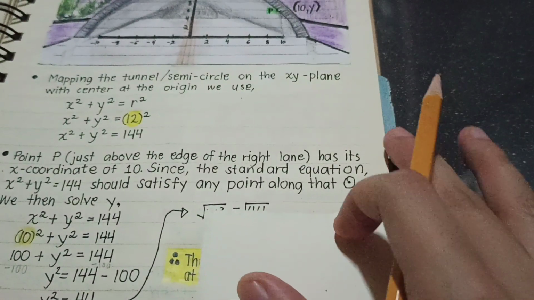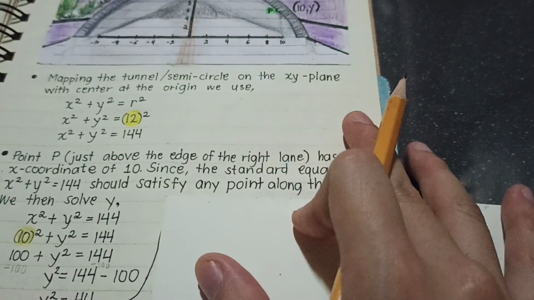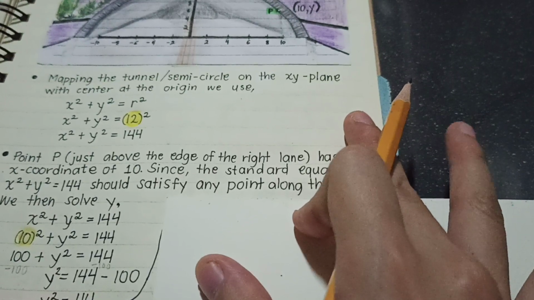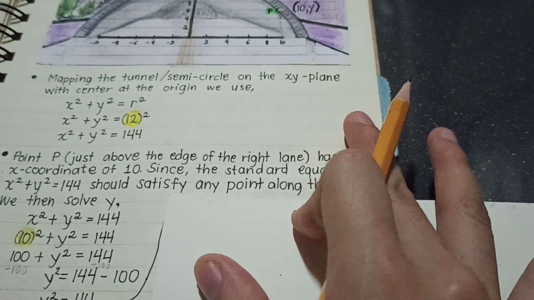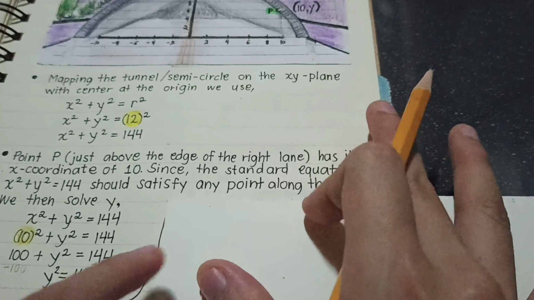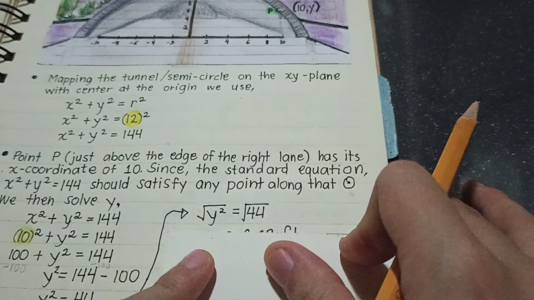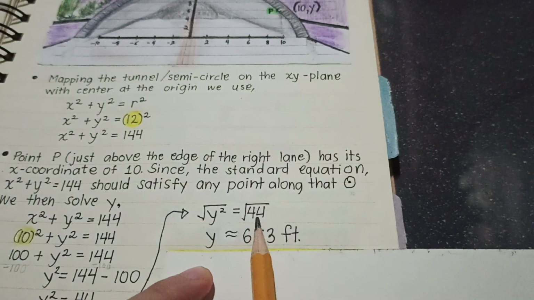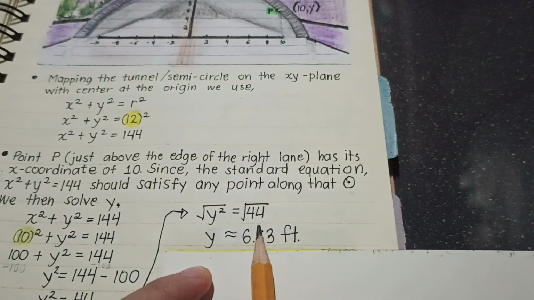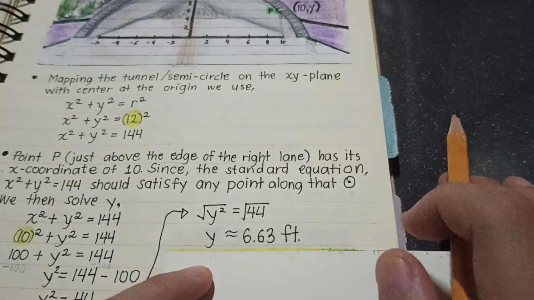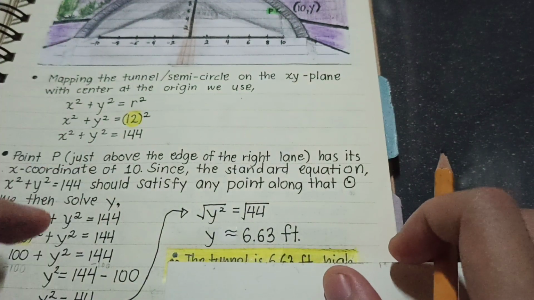And then, to solve for y alone, I need to get rid of that exponent 2. And to do that, I need to square root both sides. And it would look like this. So the square root of y squared now is y. And then, using your calculator, the square root of 44 is approximately equal to 6.63 feet.